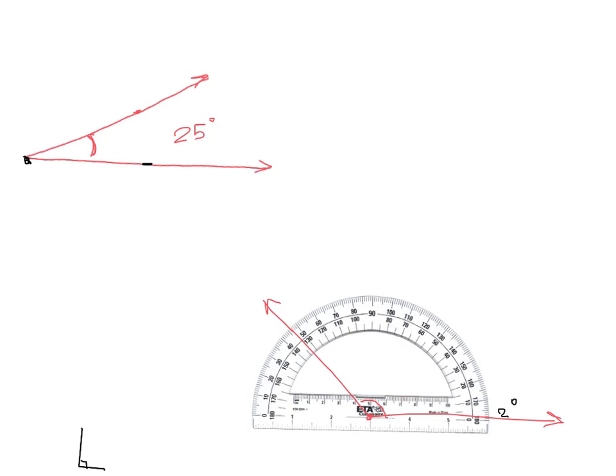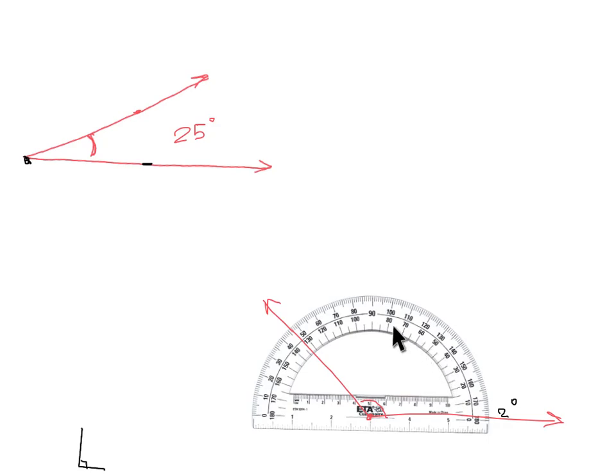Let's see, let's point here. That's 0. That's a little bit more than 0. You can tell how much more. It's actually 1.5 degrees. But I'll round up to 2 degrees. So we start at 2 degrees. And we are using the inside scale because we're starting at 0.